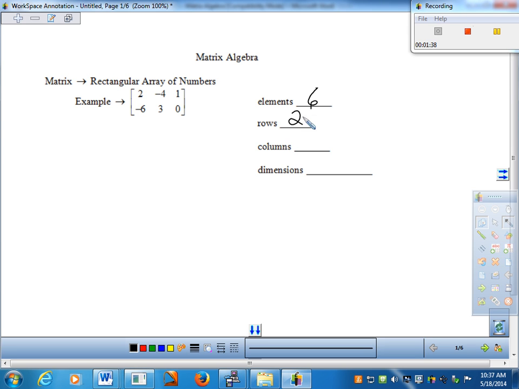Columns, of course, make sure you're thinking vertically. How many vertical arrangements do I have here? I have 1 and 2 and 3. So 3 columns there. Please do make sure you see that first and foremost before we continue. And you'll hear me talk a lot about the dimensions of matrices as we go through the process here. So dimensions is always rows by columns. So in this case, it's a 2 by 3 matrix right here.